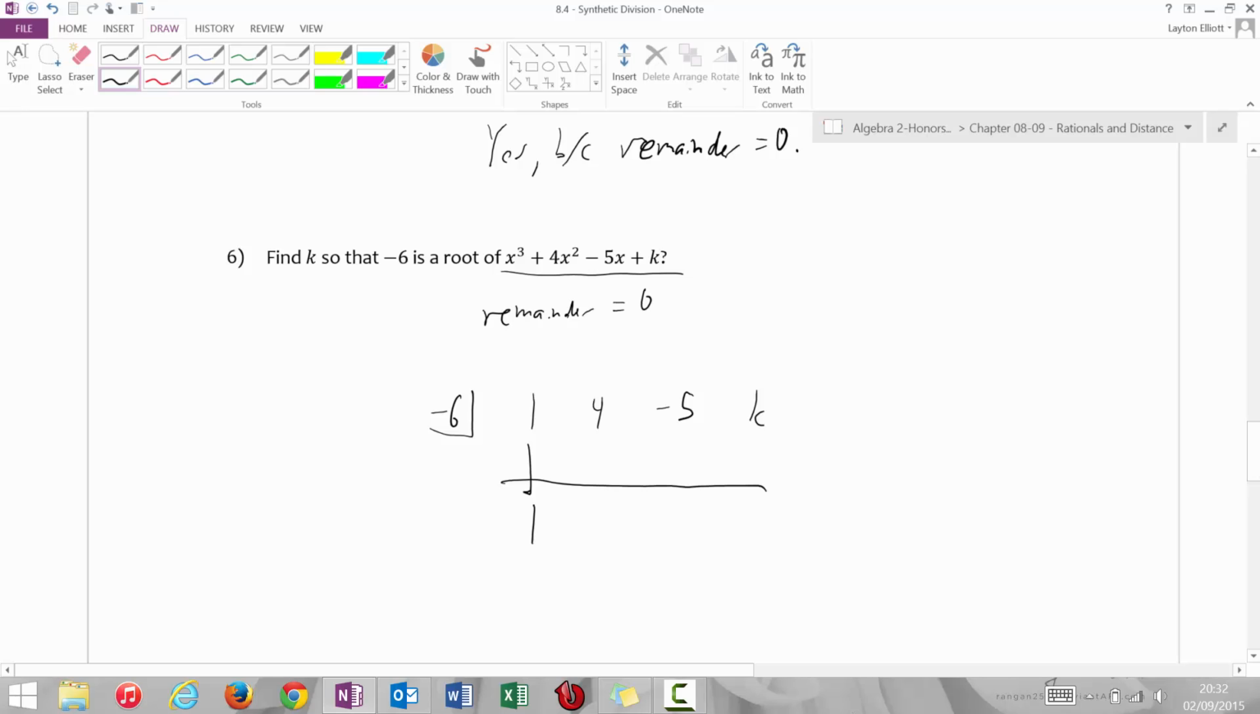I know what I want to end up with. We're going to make k so that that happens. Multiply, let's pocket this. Multiply, add, multiply, add, multiply. I get negative 42. I want to add this to be 0, and there's my equation. K would have to be equal to whatever I would need to add to negative 42 to get to 0. K would have to be equal to 42.